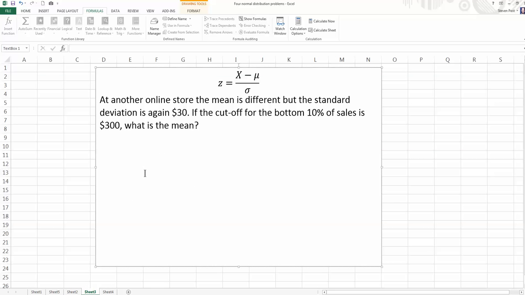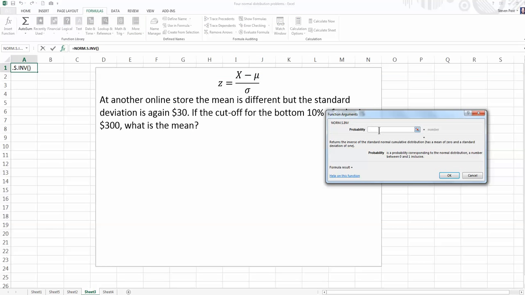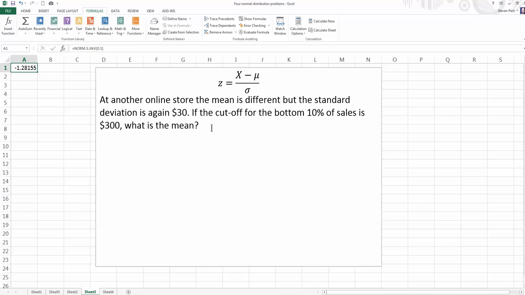How about this one? The cutoff for the bottom 10% of sales is $300. What's the mean? Well, again, we'll use norm.s.inv. And for the bottom 10% of sales, that means we're going to put in 0.10, and we get negative 1.28. So now the z-score is negative 1.28, and again we get an equation.